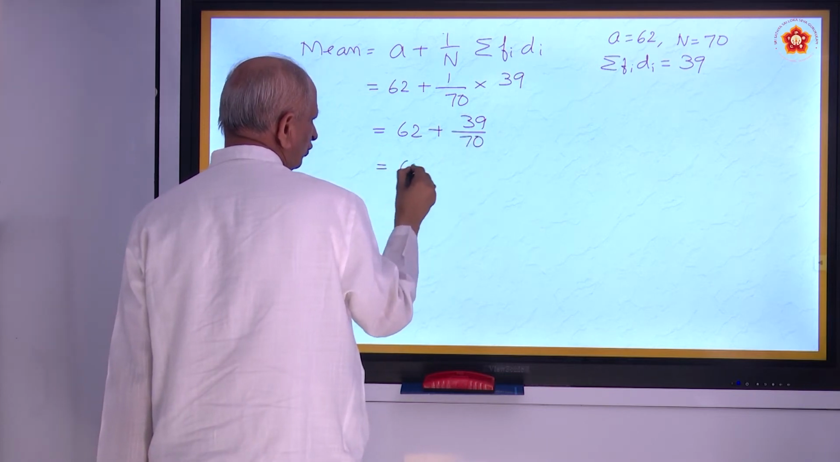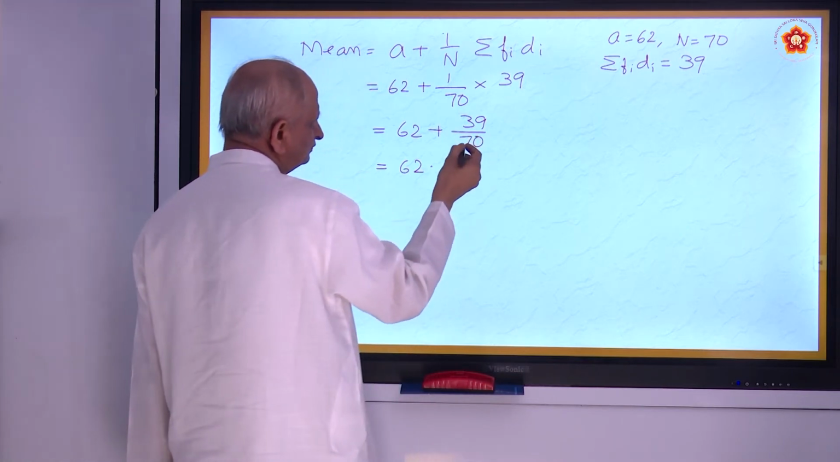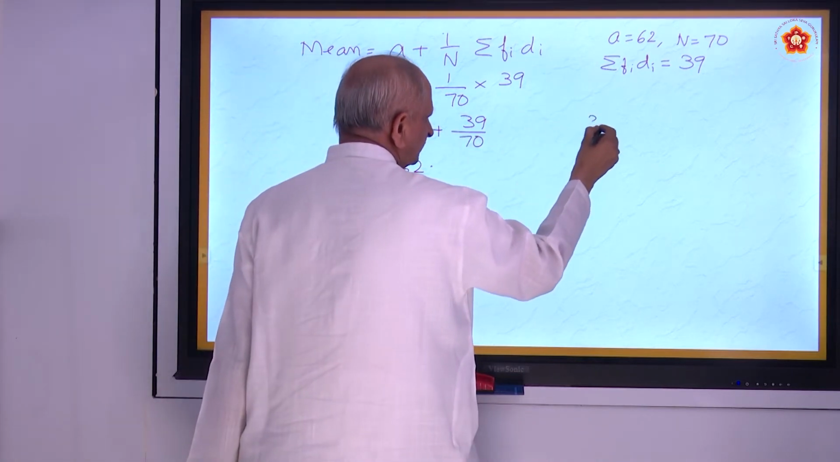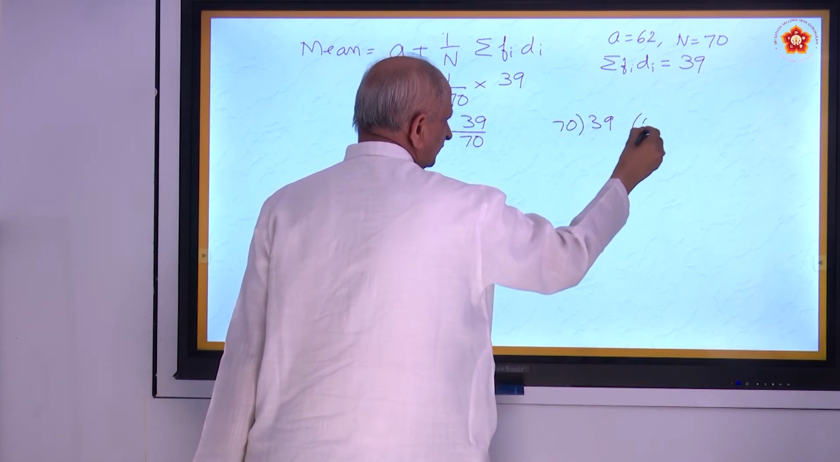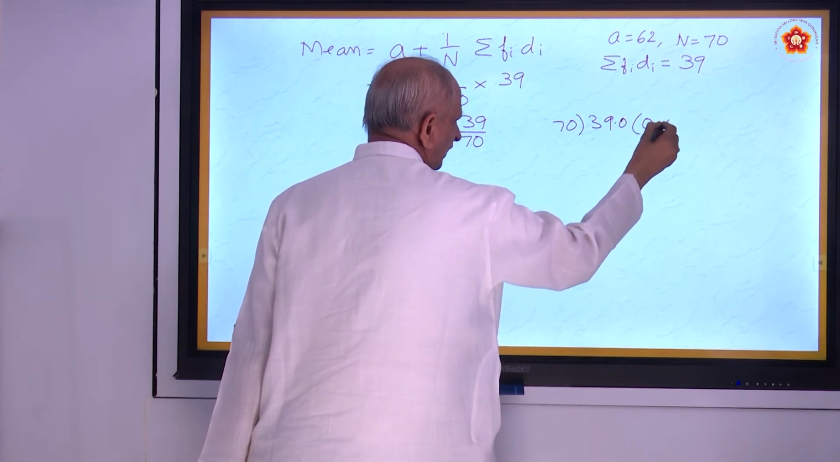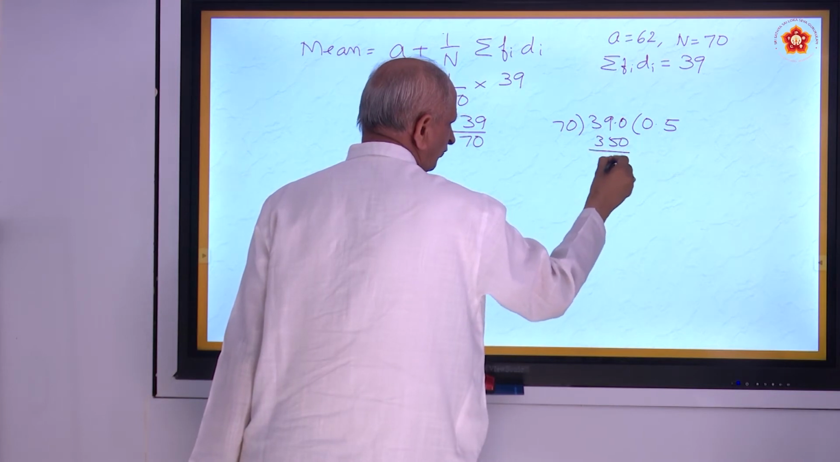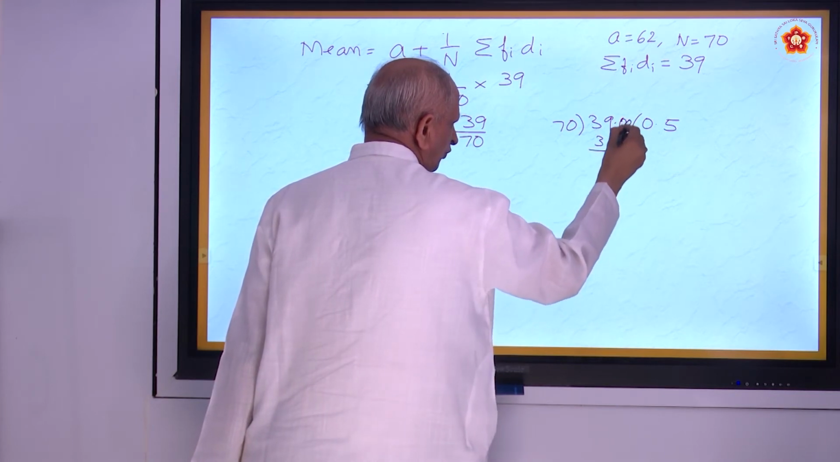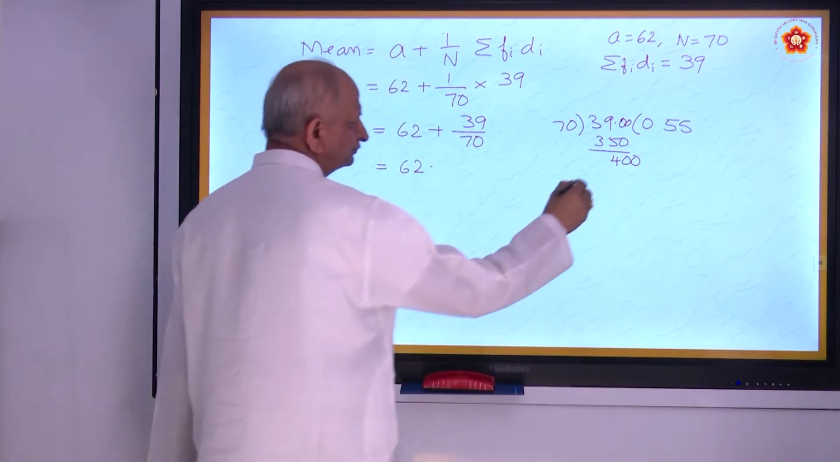That is 62 point something. If you divide 39 by 70, you get 0.5, and 350, 40 remains, 400. So 0.55.